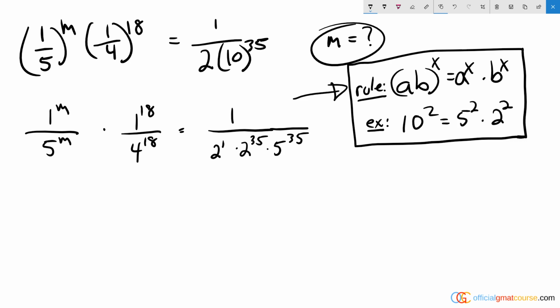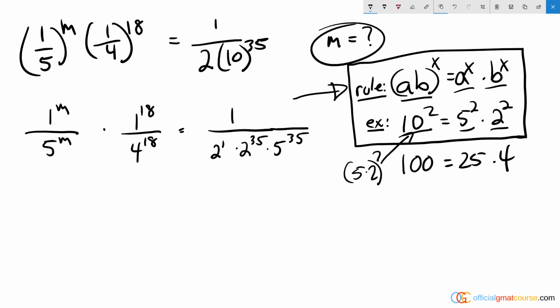And this rule says that (a times b) to the x is equal to a to the x times b to the x. As an example, 10 squared equals 5 squared times 2 squared, because 100 equals 25 times 4. And 10 squared is obviously (5 times 2) squared. And so this shows that we can distribute the exponent. You can test this out with other numbers that you are comfortable with, but that's my favorite example to use.